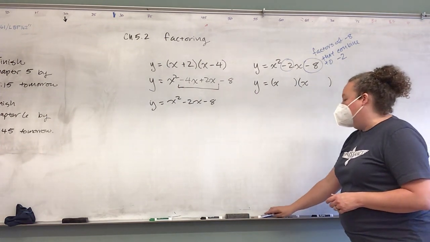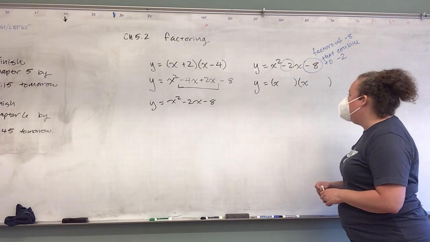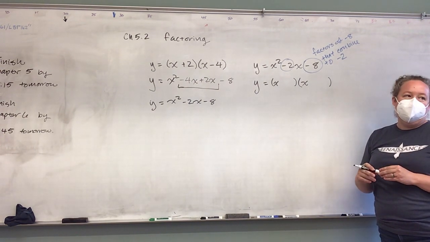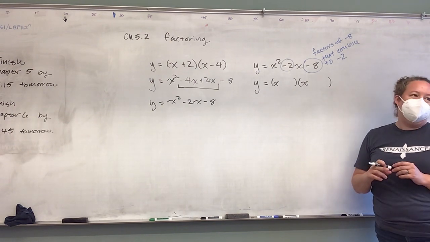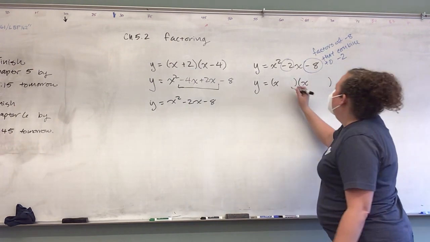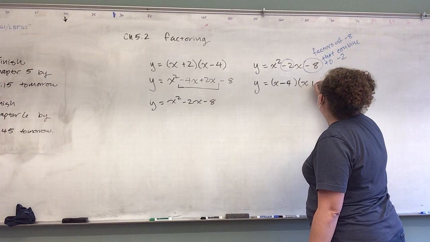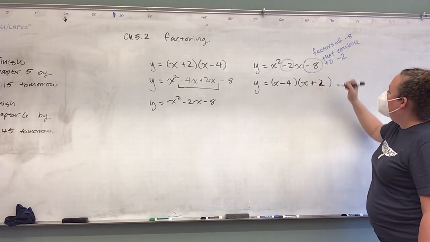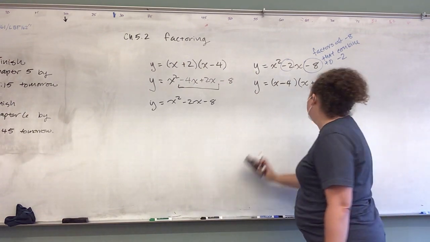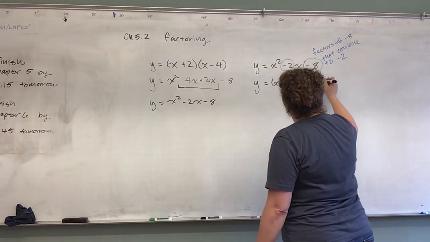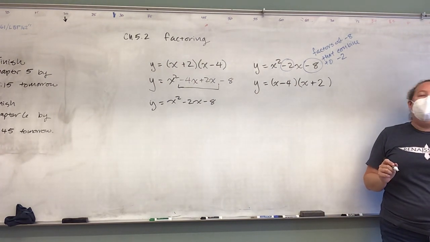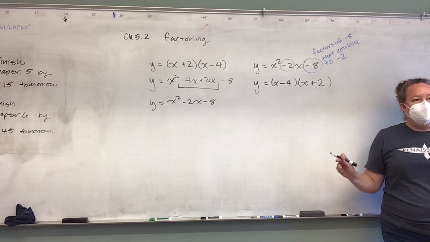And repeat for me then, Gio, what are the two numbers that when multiplied give -8 and when added give -2? -4 and 2. That's right. So if we multiply -4 and +2, we get -8. And if we combine them, we get -2. And so now we have successfully factored this.